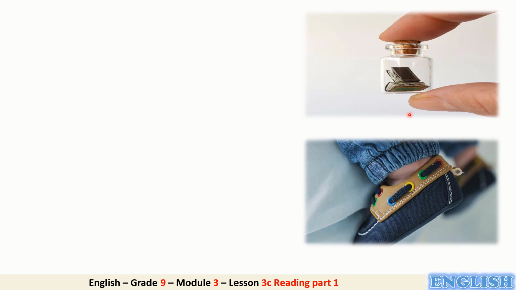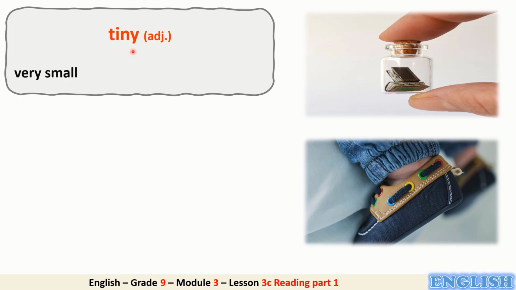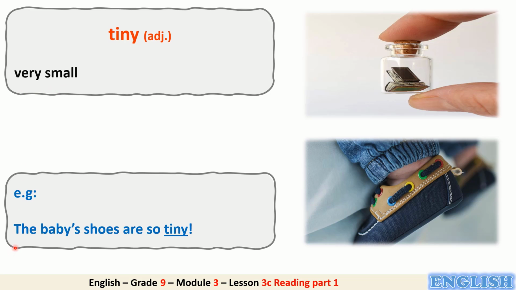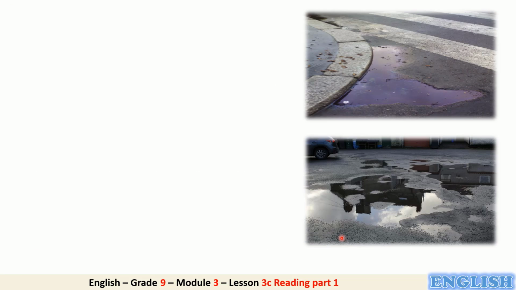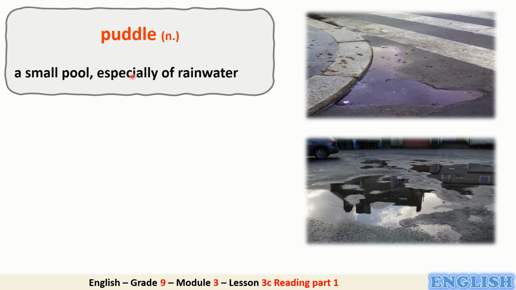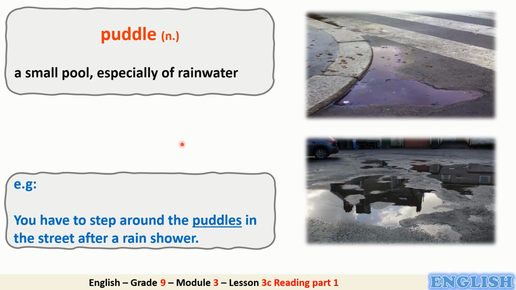Look at these shoes and this book. They are tiny, and it is an adjective, which means very small. For example, the baby's shoes are so tiny. The next word is puddle, and it is a noun, which means a small pool, especially of rainwater. For example, you have to step around the puddles in the street after a rain shower.